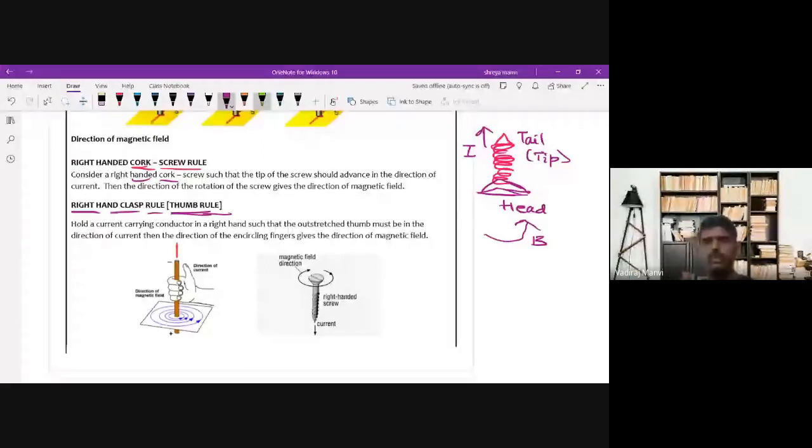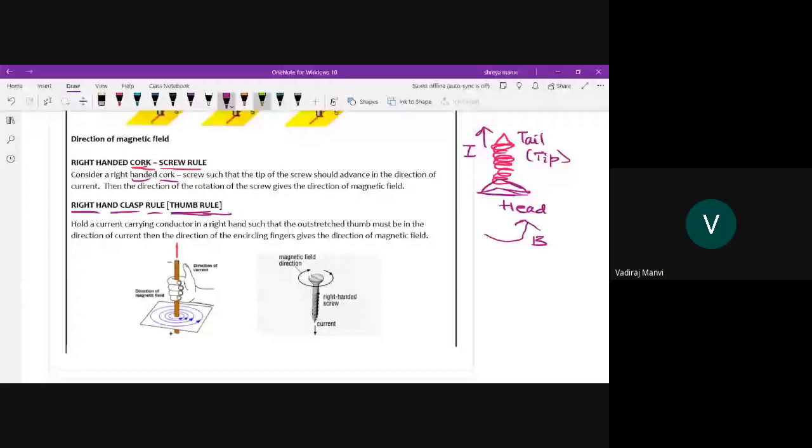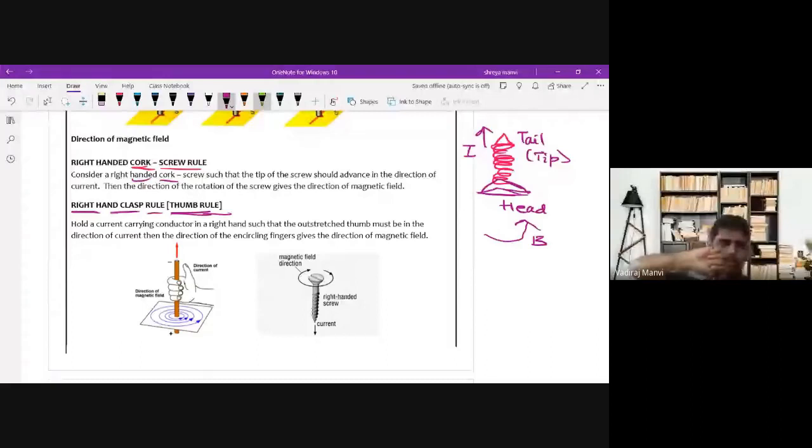So you compare with the screw. I told you when you rotate the head of the screw anti-clockwise, you can see my fingers are pointing anti-clockwise, and the thumb is pointing upwards. In the screw rule also, the tip of the screw will move upwards. Here also, if the current is upwards, the magnetic field will be anti-clockwise. Suppose the current is downwards, see what is happening to my fingers. It becomes clockwise. Clear? So this is an easy way to remember the direction of magnetic field.